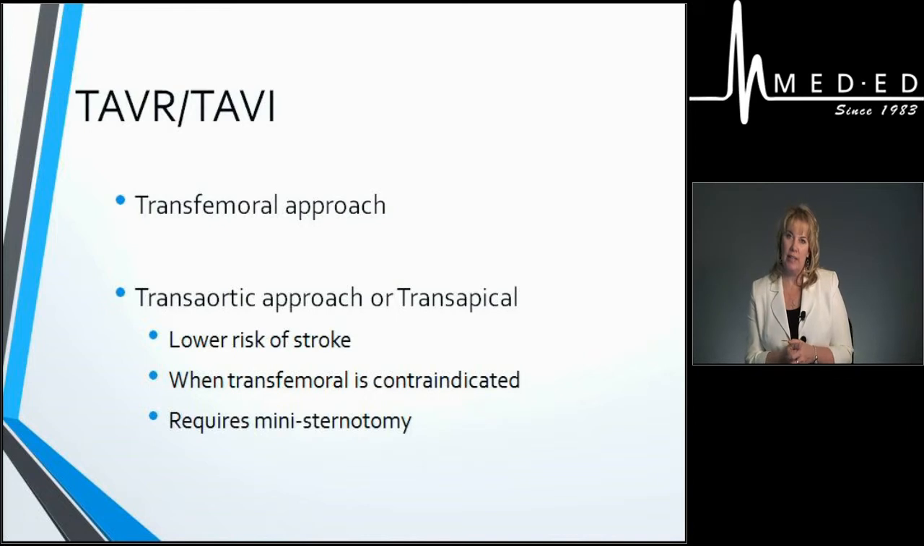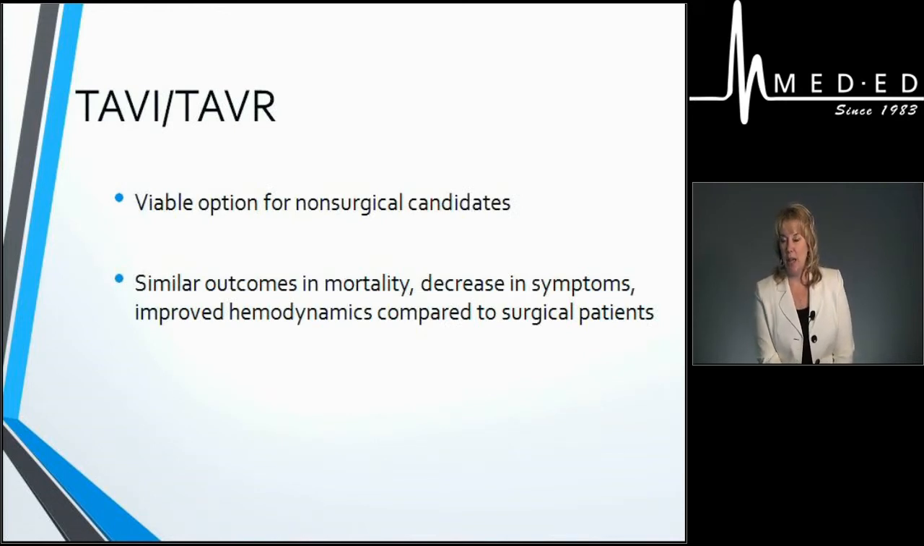They can also look at a transapical or a transaortic approach, depending on the patient. Different approaches, but basically the same procedure, where through a mini thoracotomy they access the heart that way. Obviously, with the transapical or transaortic approach, there's a lower risk of stroke with that. If they can't do transfemoral, they will look at the transaortic, which again requires a mini sternotomy or thoracotomy. So this is a viable option for non-surgical candidates in the U.S. Currently, FDA approval is for patients that are deemed non-operative candidates.